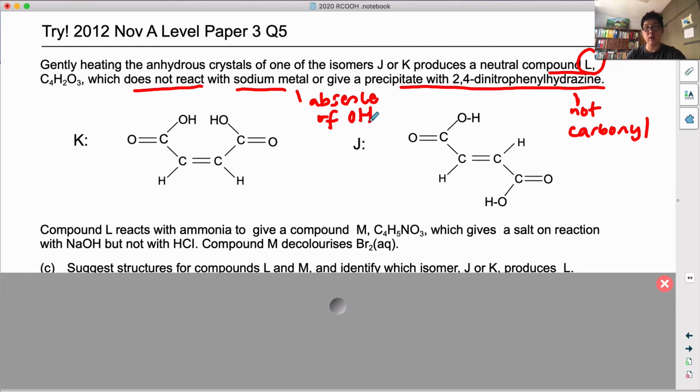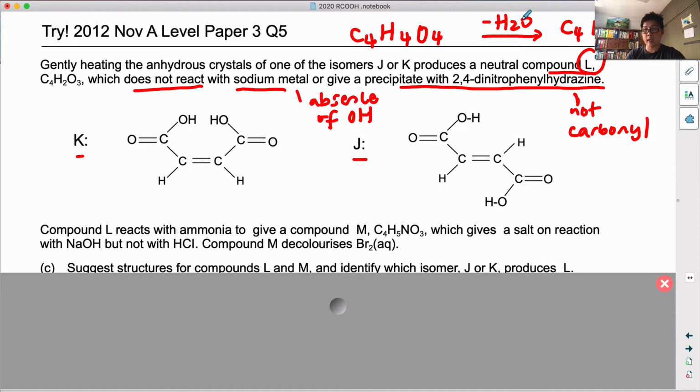So you must take away OH, right? There's no OH at all. So if you look at the molecular formula of K or J, the molecular formula is actually C4H4O4. So when it became L, when it was heating, it became L. So L is C4H2O3. If you look at the molecular formula, you will realize that they took away water.